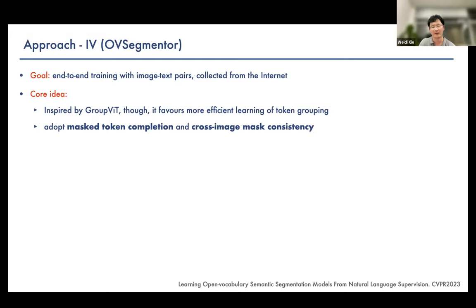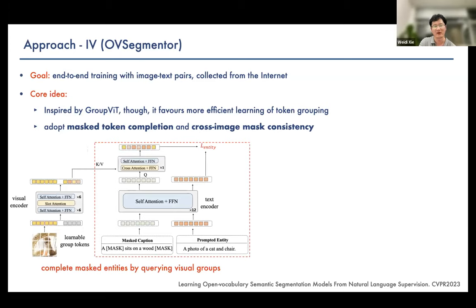And so this year at CVPR, we propose to improve this training a little bit by doing two regularizations. So the first one is mask token completion.